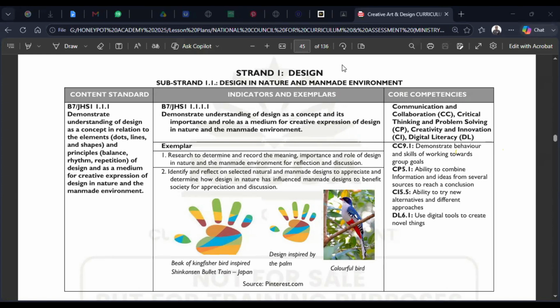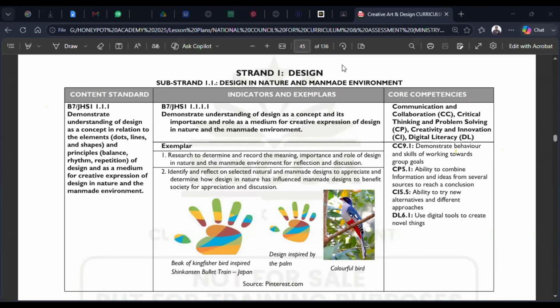But a particular learner can play the role of a school prefect. A particular learner can play the role of a public speaker. A particular learner can play the role of teaching everyone how to play football. So these are roles. Not everyone can play the same role. A group of people can play the same role, but not everyone plays the same role. Okay, so let's get the difference between importance and role of design.